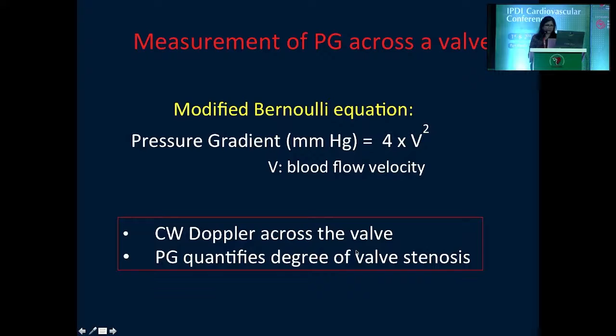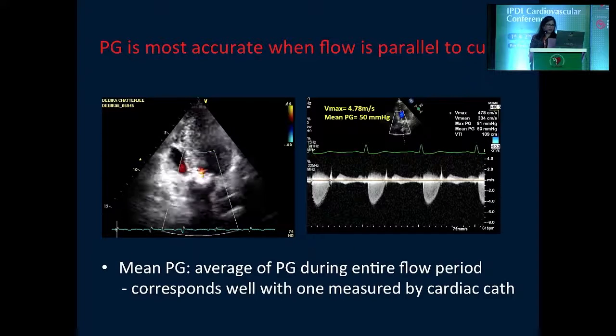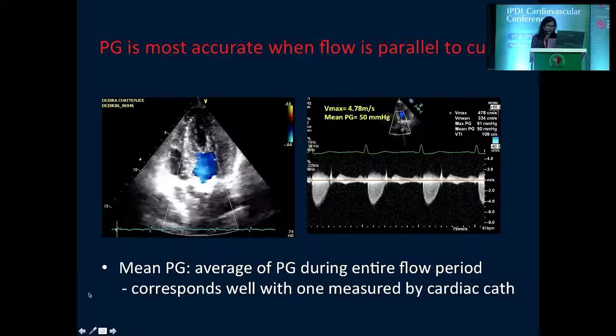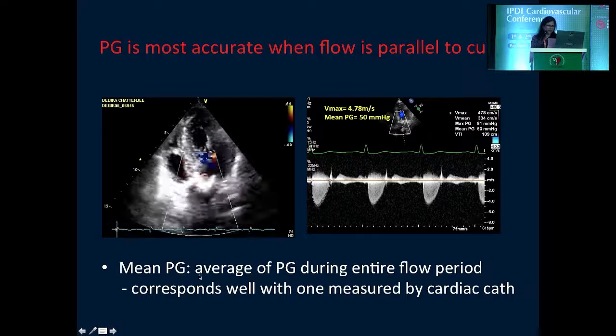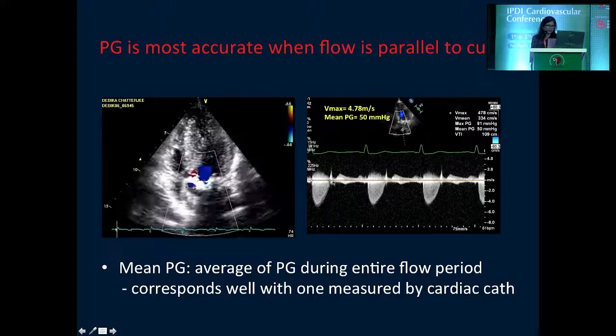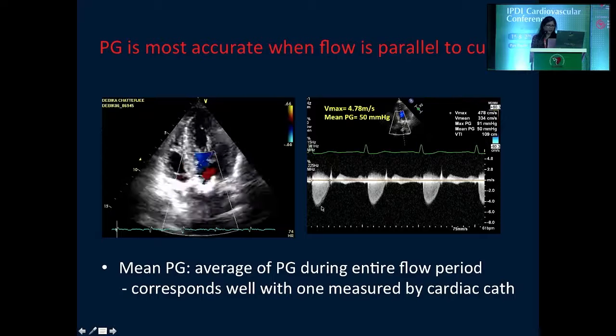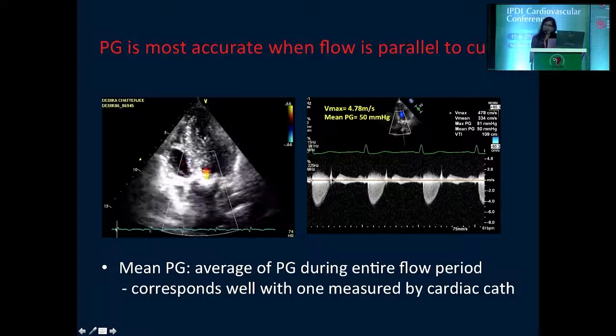This is a patient, you see, a case of severe aortic stenosis, apical 5 chamber. I put the cursor, get the CW Doppler, and then trace it. Why do I trace it?